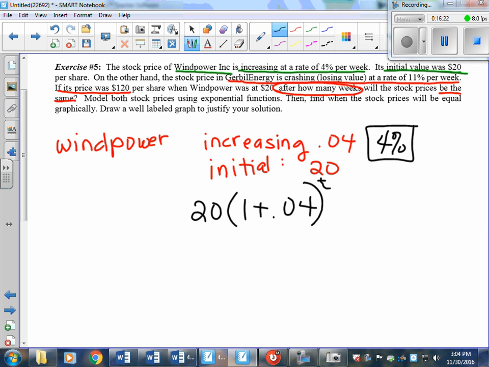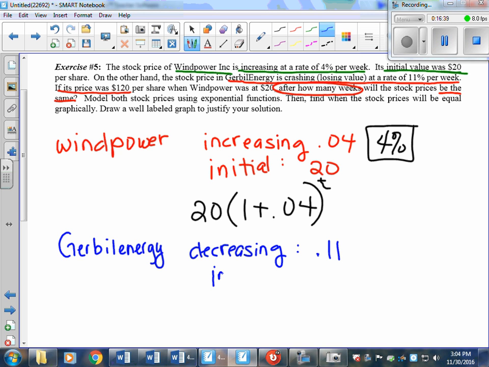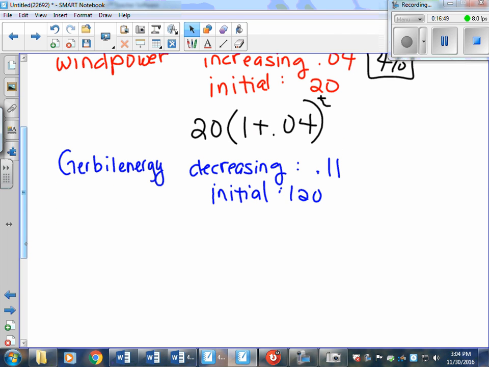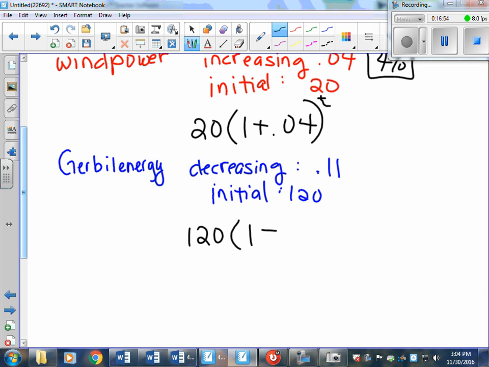All right? So now let's talk about that other one, Gerbil Energy. Gerbil Energy is decreasing by 11%. So we know decreasing is 0.11. And we know that the initial amount is 120. So that formula is going to look like 120 times 1 minus 0.11 raised to the time.